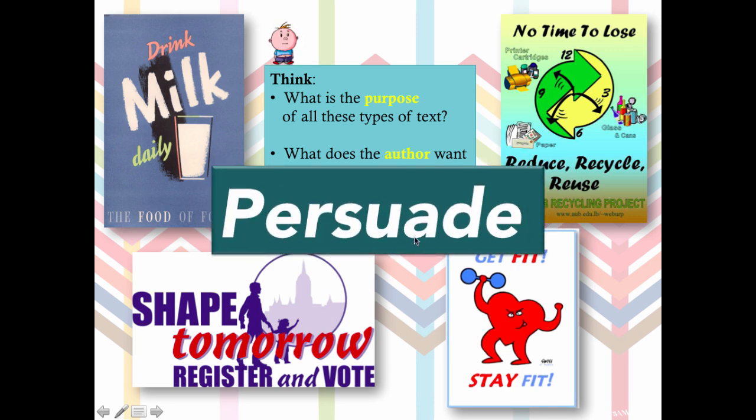Well, the authors were trying to persuade us to do something. Here they're trying to persuade or convince us to recycle. Here they're trying to persuade or encourage us to get fit. Here they're trying to convince us to register to vote. And here we're being encouraged to drink milk. So these are all persuasive type text. Usually we'll see these in the form of advertisements.